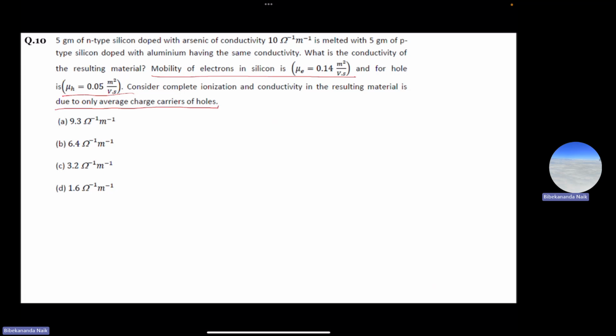The options are option A 9.3 ohm inverse meter inverse, option B 6.4 ohm inverse meter inverse, option C 3.2 and option D 1.6. So this is a very good question. I'll give you a few minutes to think about it and try, and then I will discuss how we will approach this question and how we will solve it.